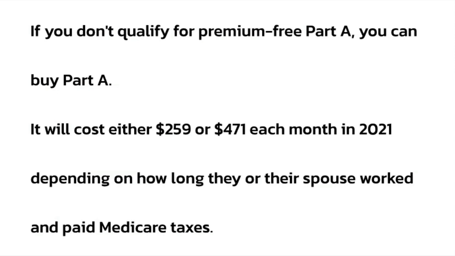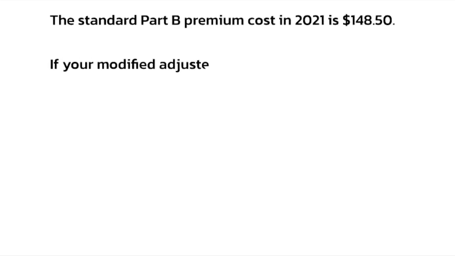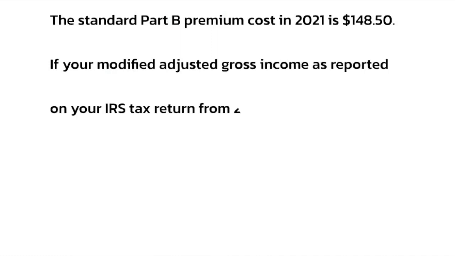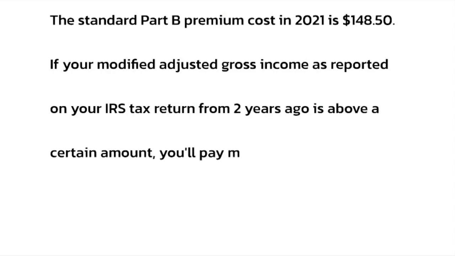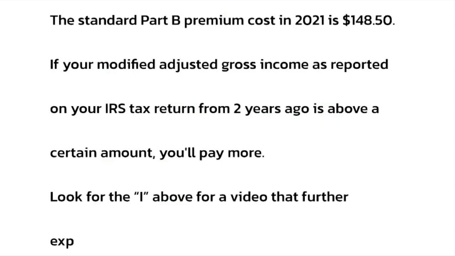On to Medicare Part B. The standard Part B premium cost in 2021 is $148.50. If your modified adjusted gross income as reported on your IRS tax return from 2 years ago is above a certain amount, you will pay more. Look for the I above this video that further explains this premium for Part B.